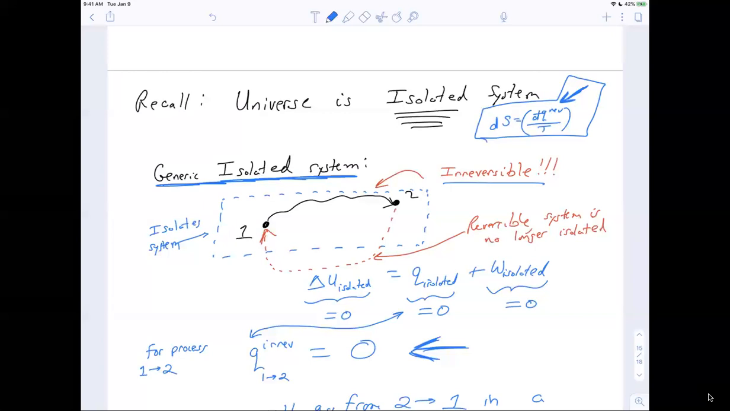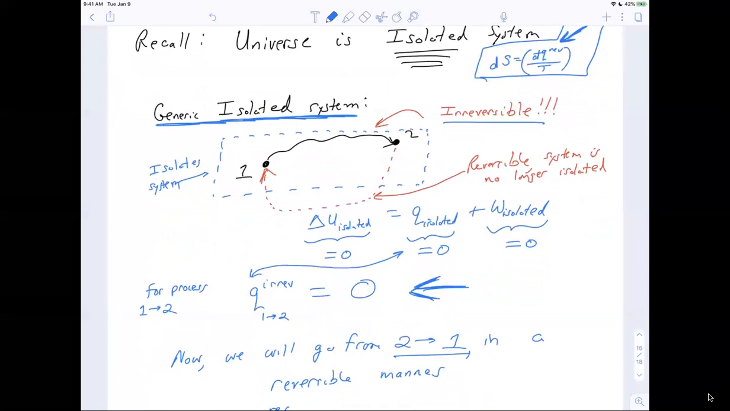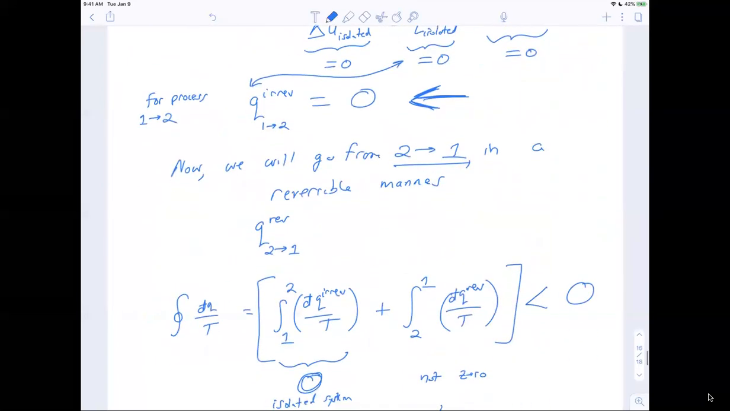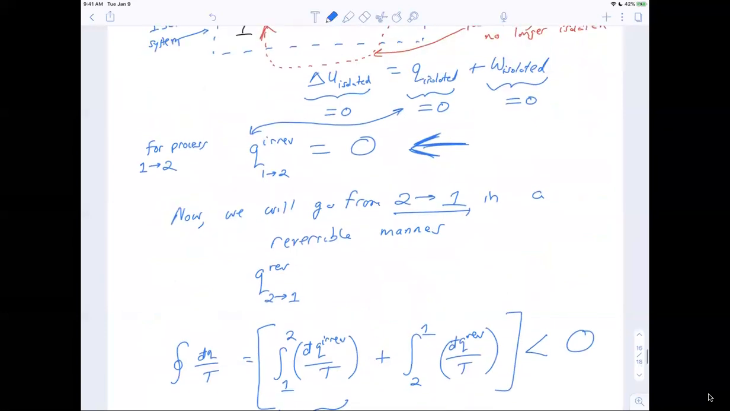So if we go from 1 to 2 and then back to 1, 1 to 2 is the black process, irreversible. 2 to 1, completing the cycle back to the original state, is the red process. That's reversible. We know that delta U is zero. And so we went through some analysis of the Clausius inequality, which I'm not going to revisit.